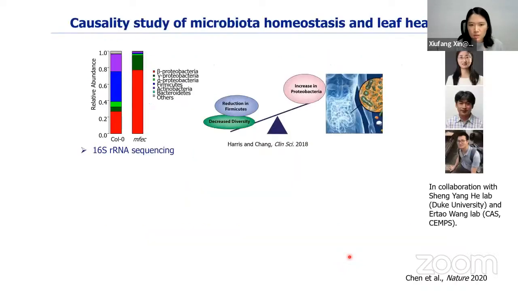So I initiated this project, but then I came back to China to have my own lab. The following work has been finished by outstanding students and postdocs in Dr. Sheng Yang He's lab, Dr. Tao Wang's lab, and other collaborators. We did a further detailed analysis of the bacterial community in the mutant. And interestingly, we found that the community shifts in a way that resembles what occurs in human bowel disease. For instance, in both cases, we see decreased bacterial diversity, an increase in proteobacteria and a reduction in firmicutes. So this suggests an interesting parallel between the different kingdoms.